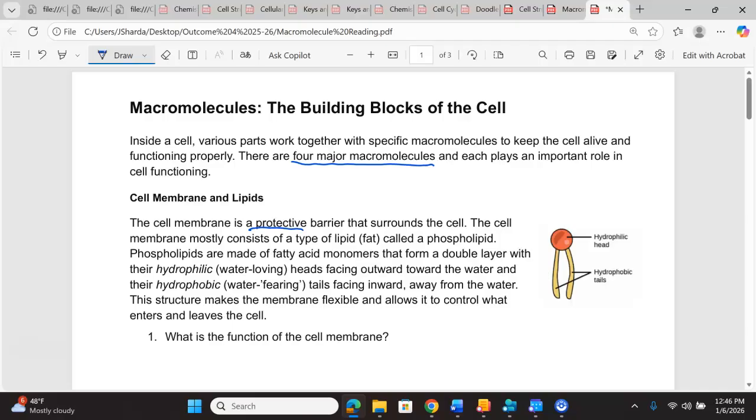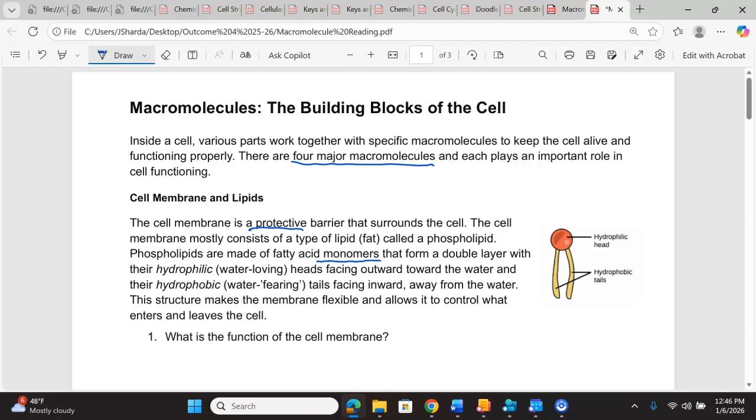Phospholipids are made of fatty acid monomers. Hopefully you remember the word monomer or subunit or building block from first semester. And these form a double layer with their hydrophilic or water-loving heads facing outward towards the water and their hydrophobic or water-fearing tails facing inward, away from the water. This structure makes the membrane flexible and allows it to control what enters and leaves the cell.